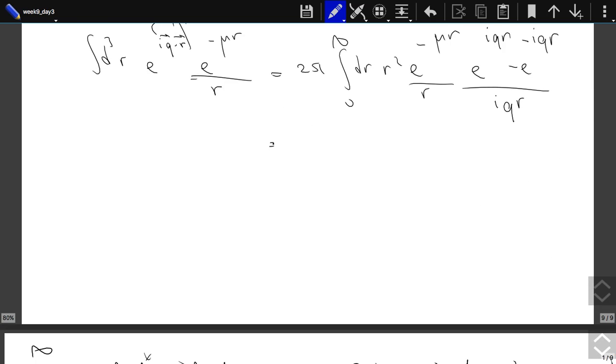Let me just write this as two pi times the integral from 0 to infinity. Well, the r's all cancel. dr e to the power minus mu r. Then this is just 4 times the imaginary part of e to the power iqr divided by q. Do you agree?